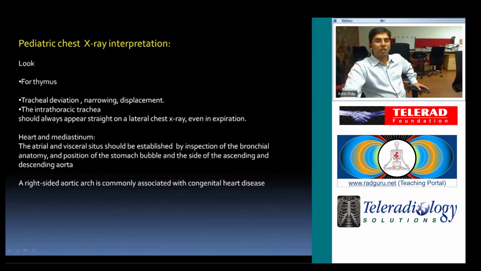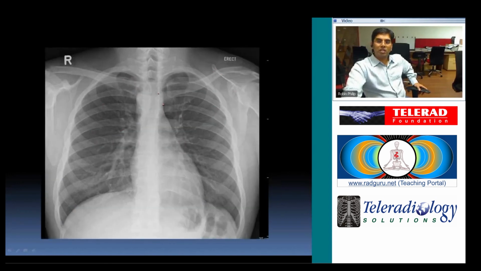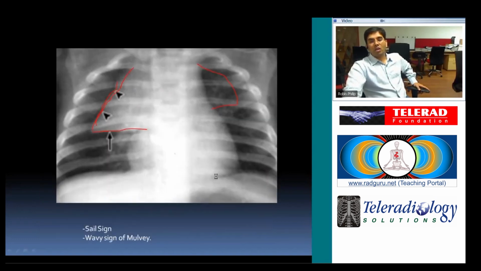And then heart and mediastinum, always the atrial and visceral situs should be established by inspection of the bronchial anatomy and position of the stomach bubble. Always look for the stomach bubble and look for the cardiac apex. Look for the ascending aorta, descending aorta. Right-sided aortic arch is commonly associated with congenital heart disease. So look at the position of the arch, see here, the expected arch is not there, but it is on the other side. And look for the apex. There are a lot of combinations. If there is total situs inversus, the probability of congenital heart disease is high. And if it is just a right-sided aortic arch, only 5% of the patients will have other associated congenital heart disease.